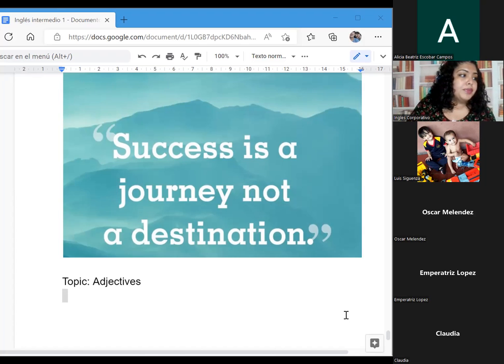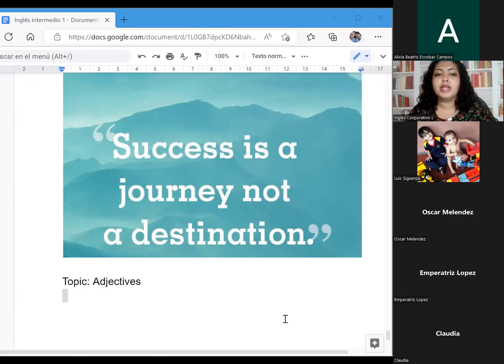The first thing is that an adjective is a describing word. It tells us something more about a noun. The adjectives function like that because they help us to have more information about a noun, and the noun is related to a person, a building, an animal, and all of those things. So it is a describing word that tells us something more about the noun.